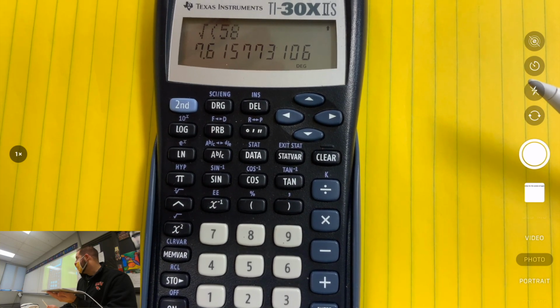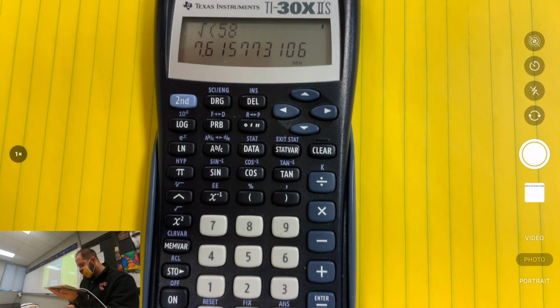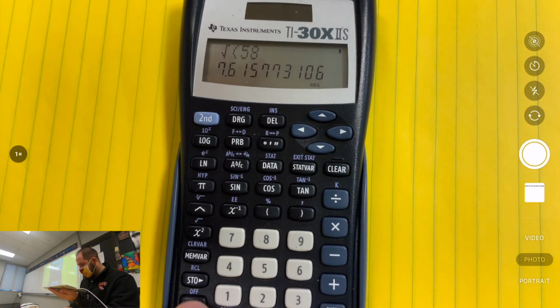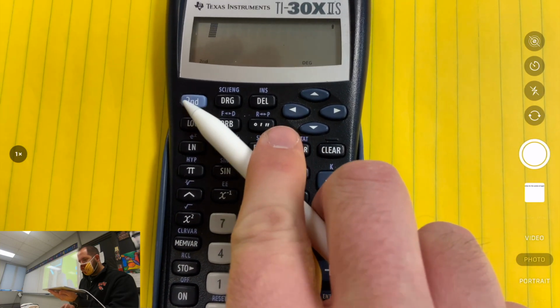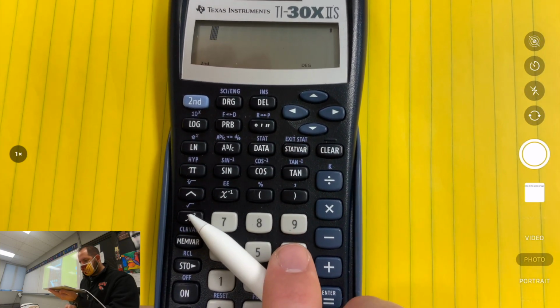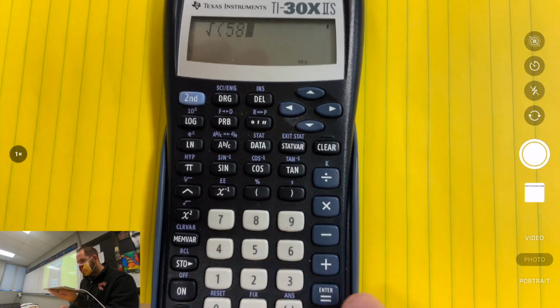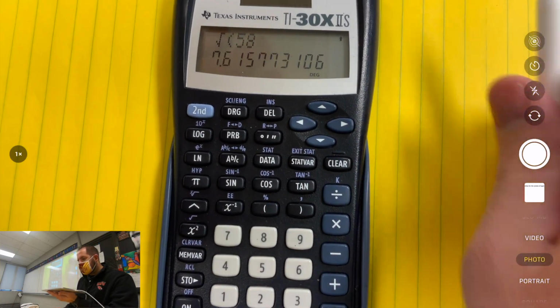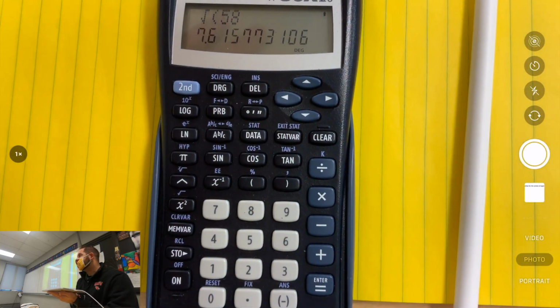7.61. Now again, I'll walk through it one more time just so you can see it. So to get the square root on your calculator, I'm going to have to hit the little second key, right? Then I'm going to hit my little square root button, which is that key for me. So you can see it's on the screen, and then I type in 58. All right. Questions on how to do square roots?